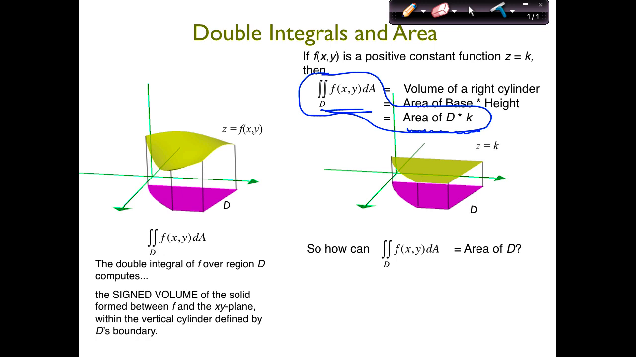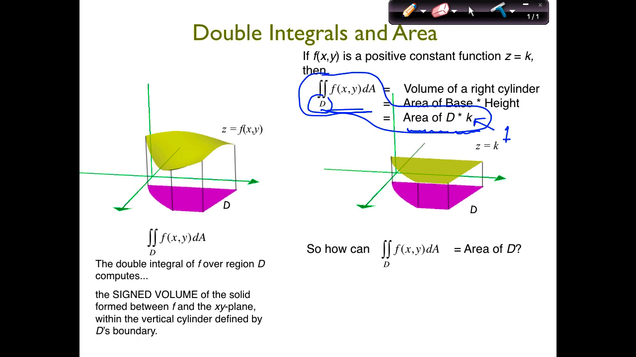If it's a constant function, it's area of D times K. So what could I do? So the double integral just gives me area of D. No, I'm not asking you to solve for D, right? I'm saying I want to compute a double integral and I want it to give me the area of D. What should I do to do that? Yeah. Let K equal 1. Yeah, and that's what Jeff said too. Make K equal 1.